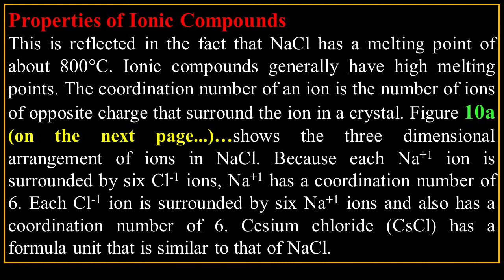The coordination number of an ion is the number of ions of opposite charge that surround the ion in a crystal. Figure 10a shows the three-dimensional arrangement of ions in sodium chloride. Because each Na+ ion is surrounded by 6 Cl-1 ions, Na+ has a coordination number of 6. Each Cl-1 ion is surrounded by 6 Na+ ions and also has a coordination number of 6. Cesium chloride, CsCl, has a coordination number similar to that of sodium chloride.